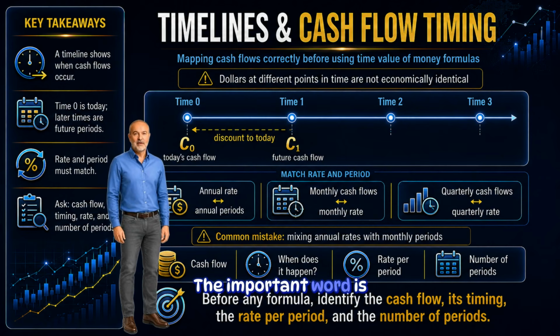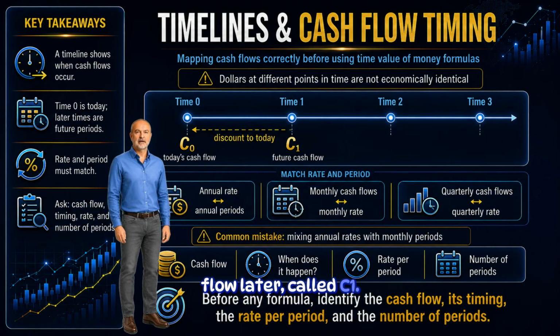That period could be 1 year, 1 month, 1 quarter, or another consistent interval. The important word is consistent. If the interest rate is annual, the period should usually be 1 year. If the cash flows are monthly, the rate should be monthly. A large number of finance mistakes happen when someone uses an annual rate with monthly periods or a monthly rate with annual periods.